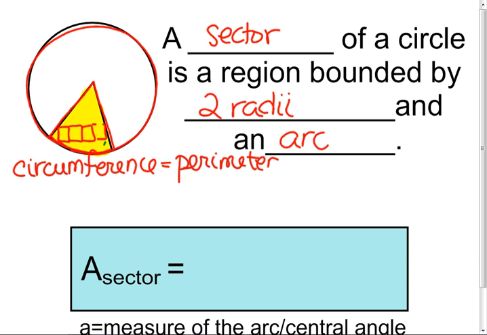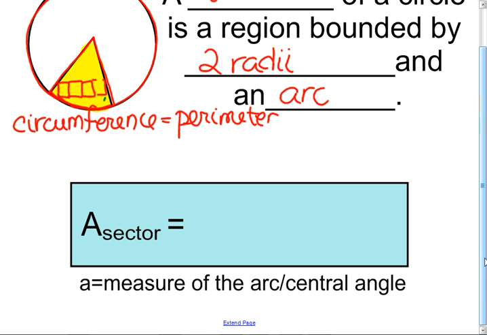How do you find the area of a sector then? Well, I'm going to take the area of the circle, pi r squared, but I don't want all of it. I only want part of it, a fractional amount. How much am I going to want? I'm going to want this angle. We're going to call that A. What fractional part do I have? It's A out of 360. If you have the whole circle, it's 360 out of 360.